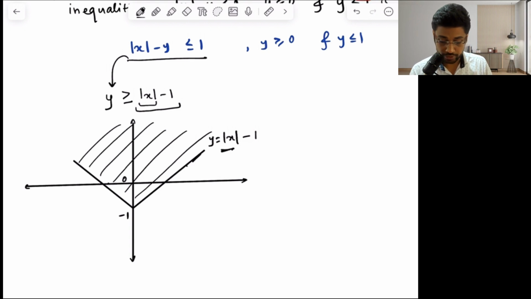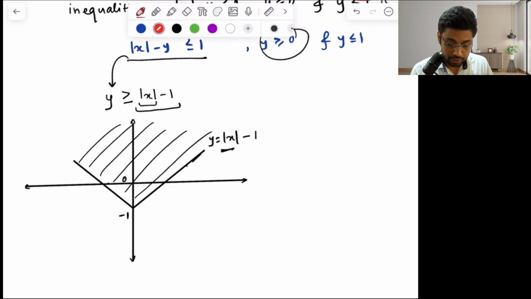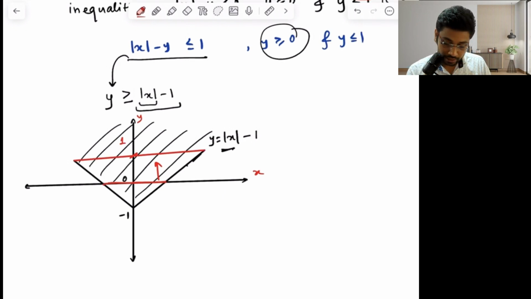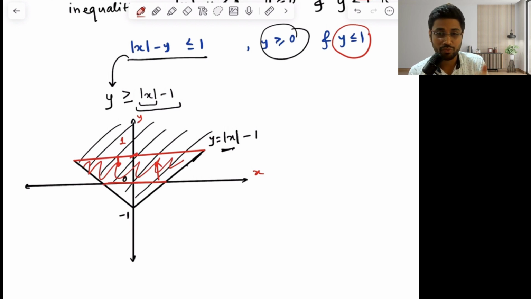But there are two more constraints. The first one is y is greater than or equal to 0. So we are only considering y values. If this is the y-axis, this is the x-axis, we are considering all the values greater than 0. So upward of this. And y less than or equal to 1. So let us say this is the region of 1. And it says y less than or equal to 1. So we are considering values downwards of y equal to 1. So this red shaded area is our area of consideration, and that's what we need to find the area of. And that will be the solution.